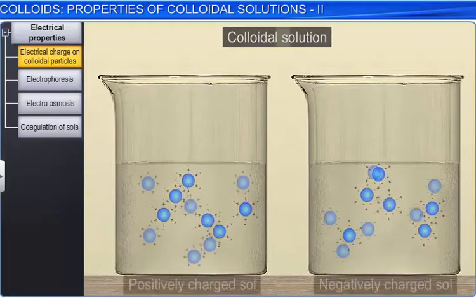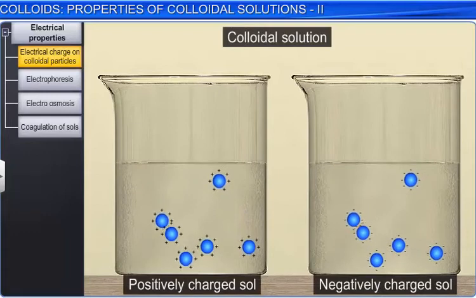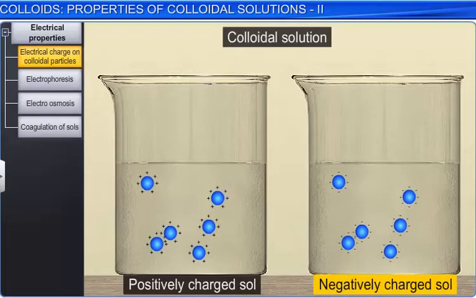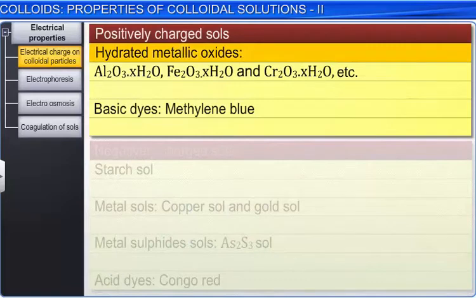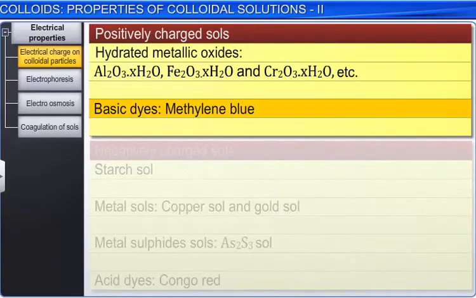Based on the nature of the charge on the colloidal particles, colloidal solutions are classified as positively charged or negatively charged sols. Hydrated metallic oxides like Al2O3.xH2O, Fe2O3.xH2O, and Cr2O3.xH2O, and basic dyes like methylene blue form positively charged sols.